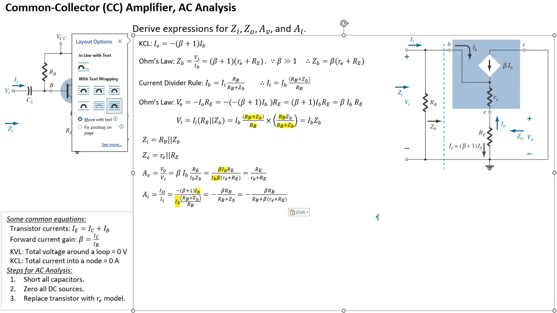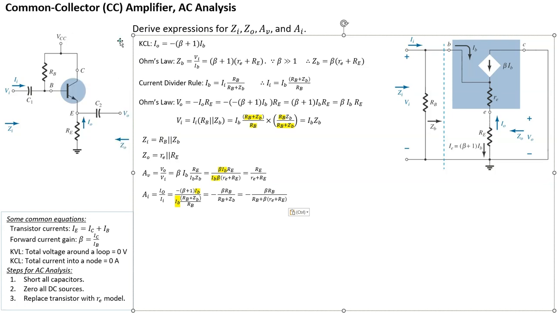As I said before, the common collector or emitter follower is actually quite good as a buffer stage, because it has quite high input impedance and quite low output impedance, and a voltage gain of one. So it's good as a buffer.